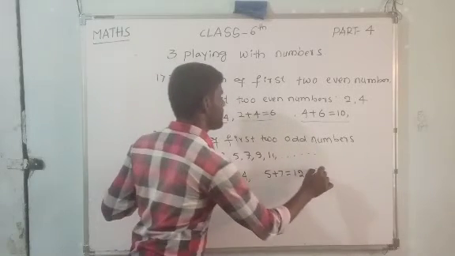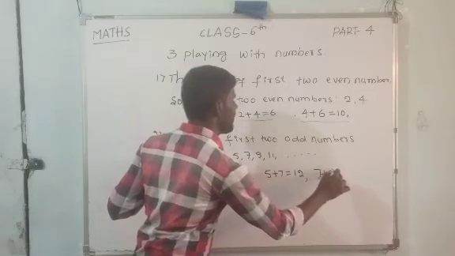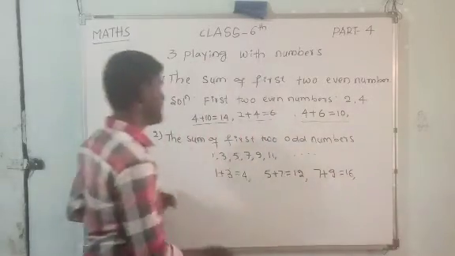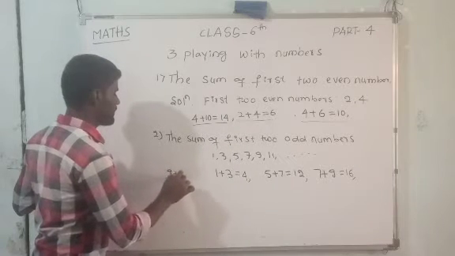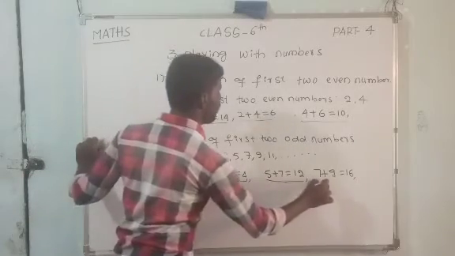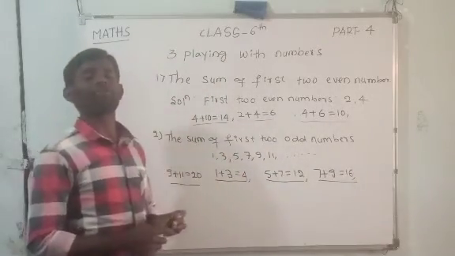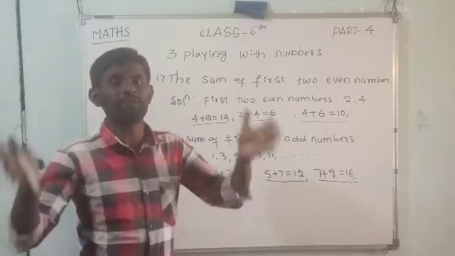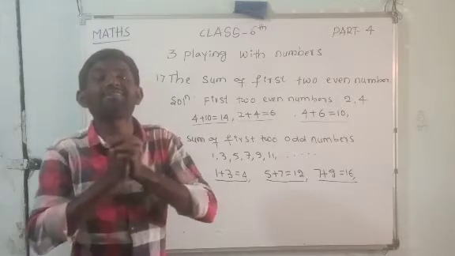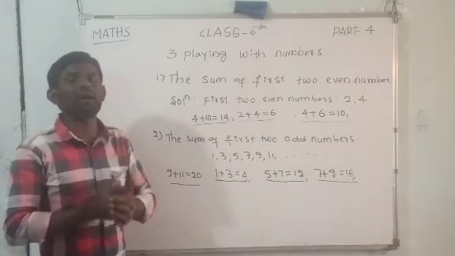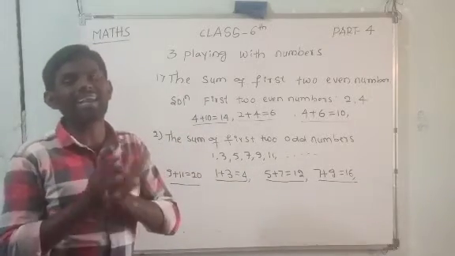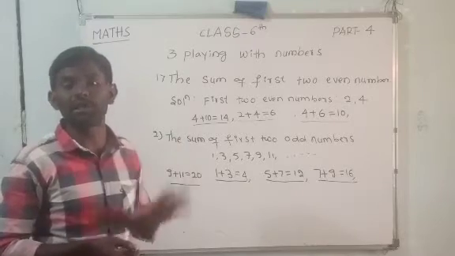Then take the next two terms, 7 plus 9, that equals 16. Then take one more, 9 plus 11, that equals 20. Yes, see dear children, look at these examples carefully. The sum of any two odd numbers, their sum is even.